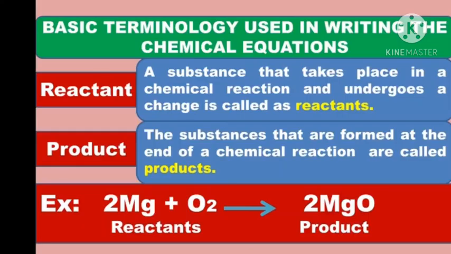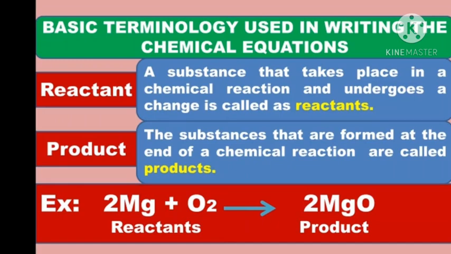Basic terminology used in writing the chemical equations. Reactant. A substance that takes part in a chemical reaction and undergoes a change is called a reactant. Product. The substances that are formed at the end of a chemical reaction are called products. Magnesium and oxygen are reactants and magnesium oxide is the product.